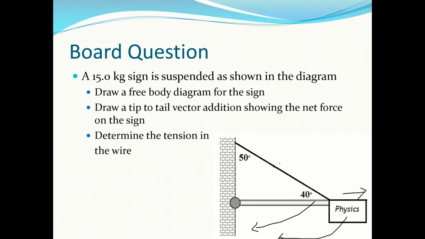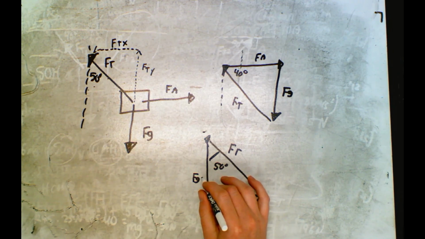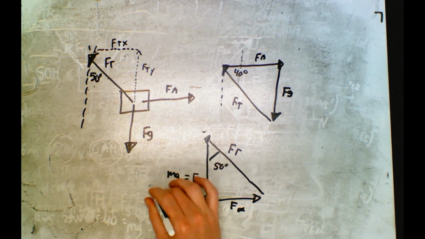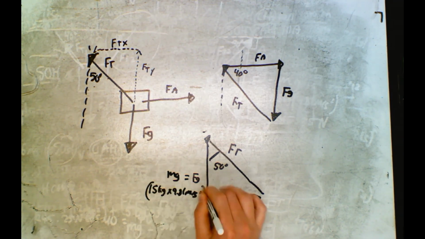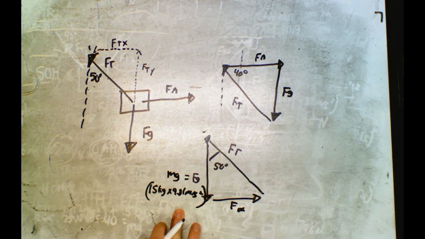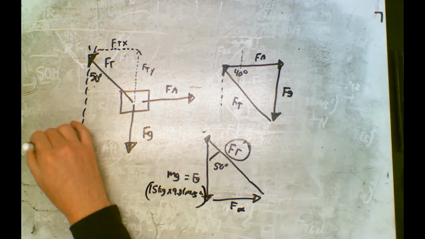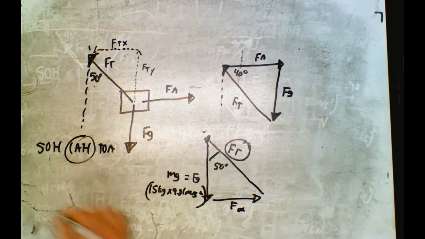And then the last part of this is determine the tension in the wire. So we want to find Ft. So pause the video, see if you can find FT. And we need a side, so I'm just going to use this diagram here. And mg is always FG, so we can just go 15 kilograms times 9.81 meters per second squared. So we have that side, right? And we would try to find this. So this is adjacent and hypotenuse. So I would use this.